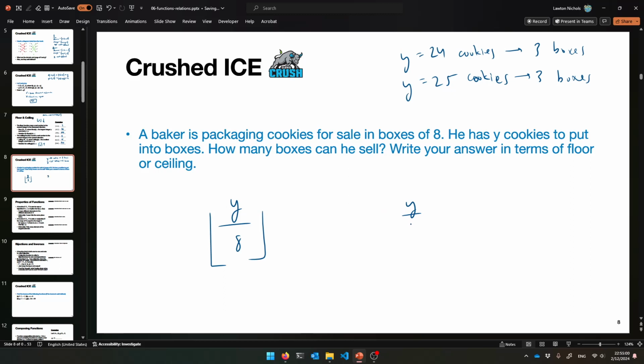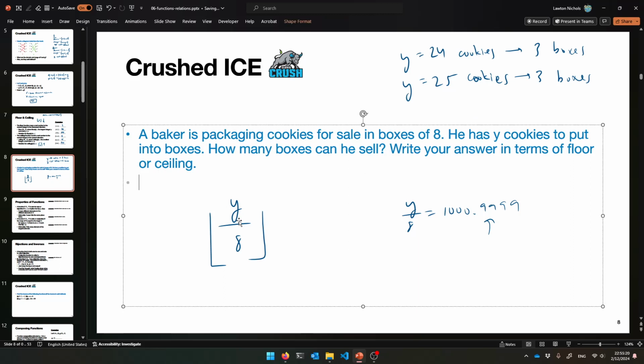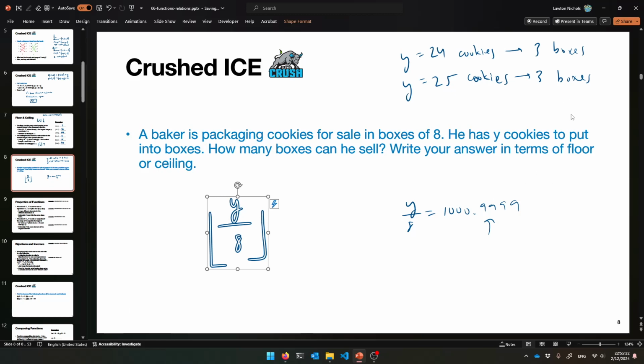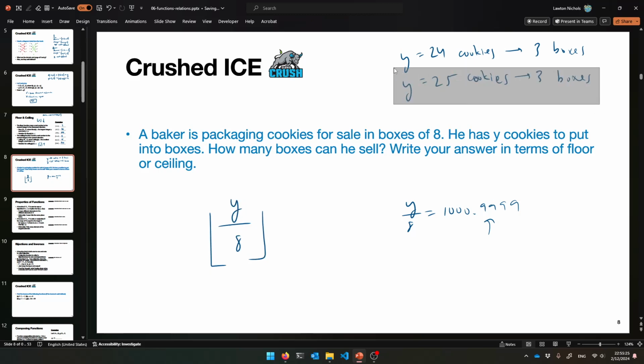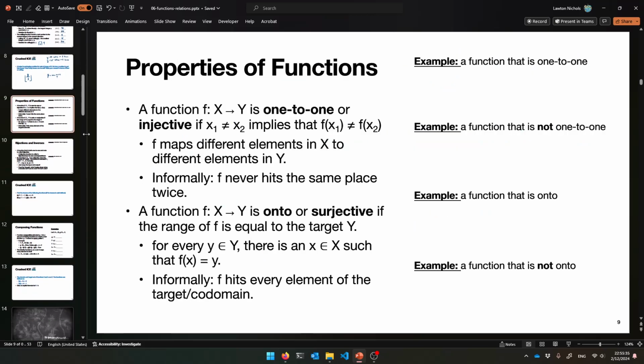That's the idea. If your y over 8 is equal to 1,000.9999, you still can't make that 1,001st box, can you? So you're forced to floor the answer. If you don't have enough cookies to fill a new box, you can't make a new box. So that's what the floor is telling you. I hope that makes enough sense. It's rounding down. You're forced to round down. You can't just make like 3.1 boxes or something. It's impossible. You can only make a box of 8. So I think that's a good little question to get you used to that.